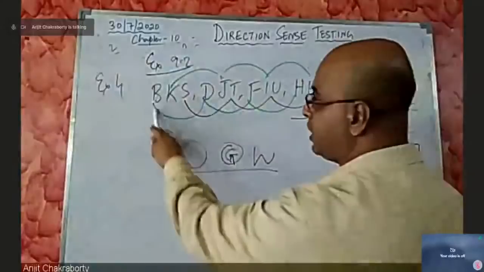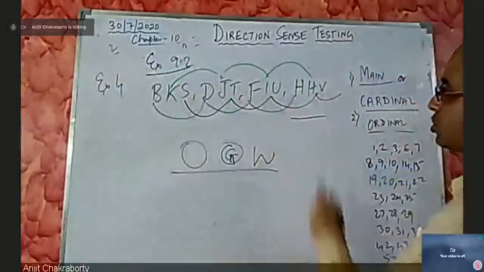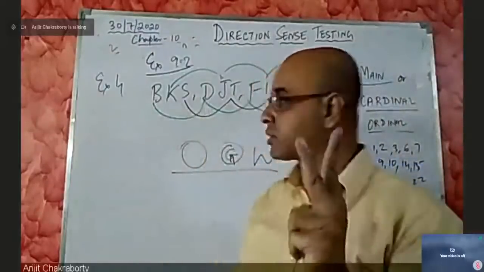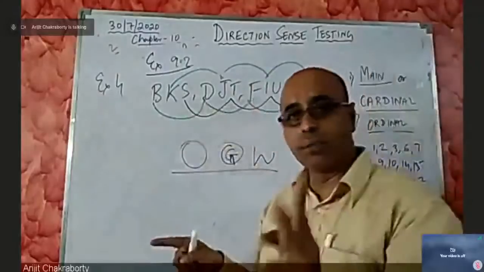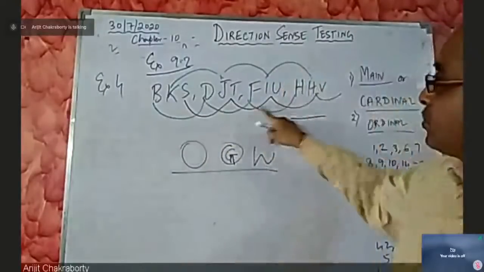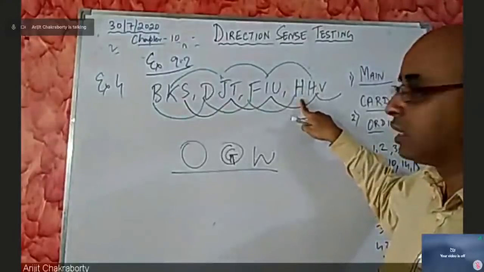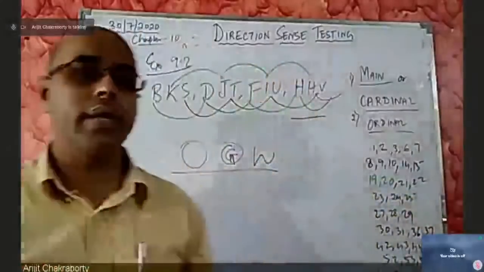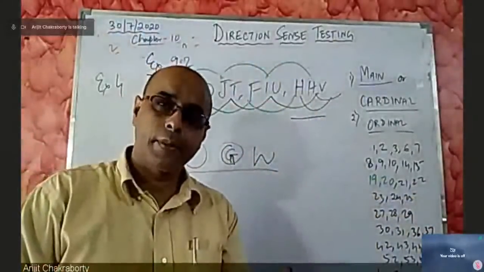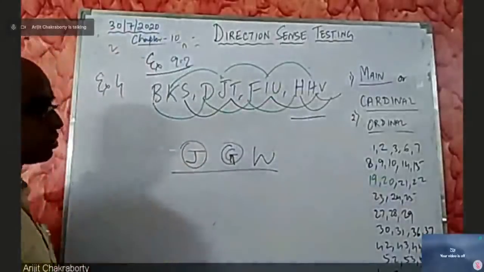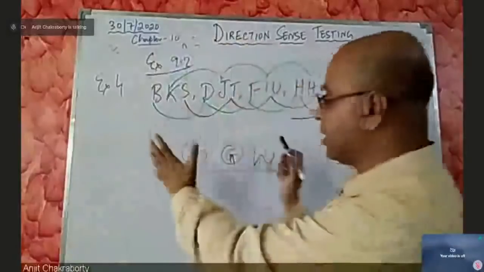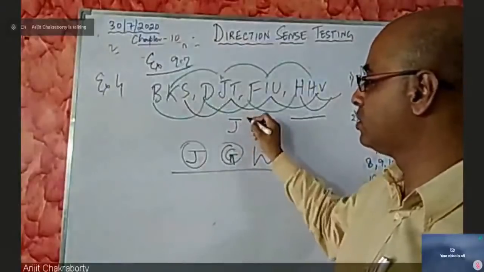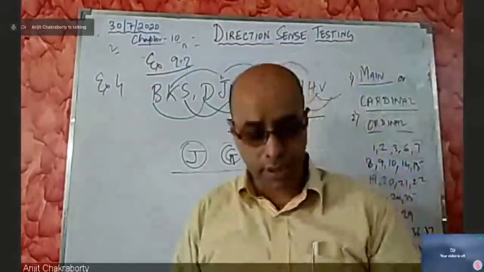The link between B, D, D, F, F, H. B to D is how many letters? B, C, D, 2 letters. D to F, again 2 letters, E, F. F to H, G, H. So from H, when you go to the next one, it has to be 2 letters again. After H you have I, J. So here it has to be J. My reasoning says that the answer should be J, G, W, and this is the explanation to the question.